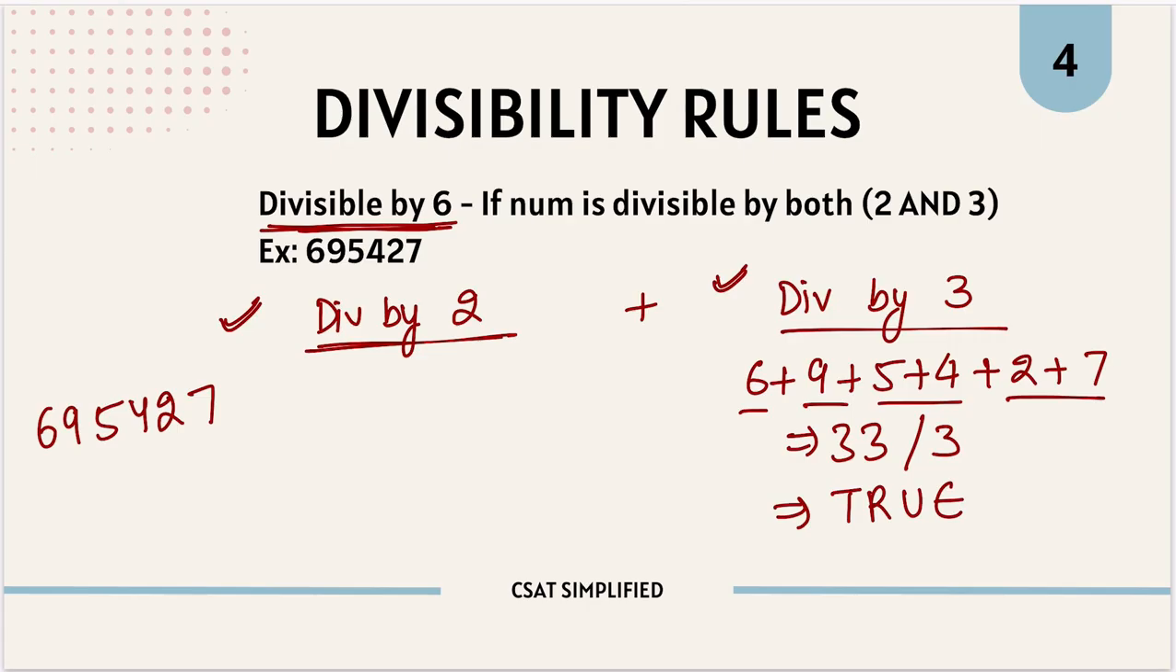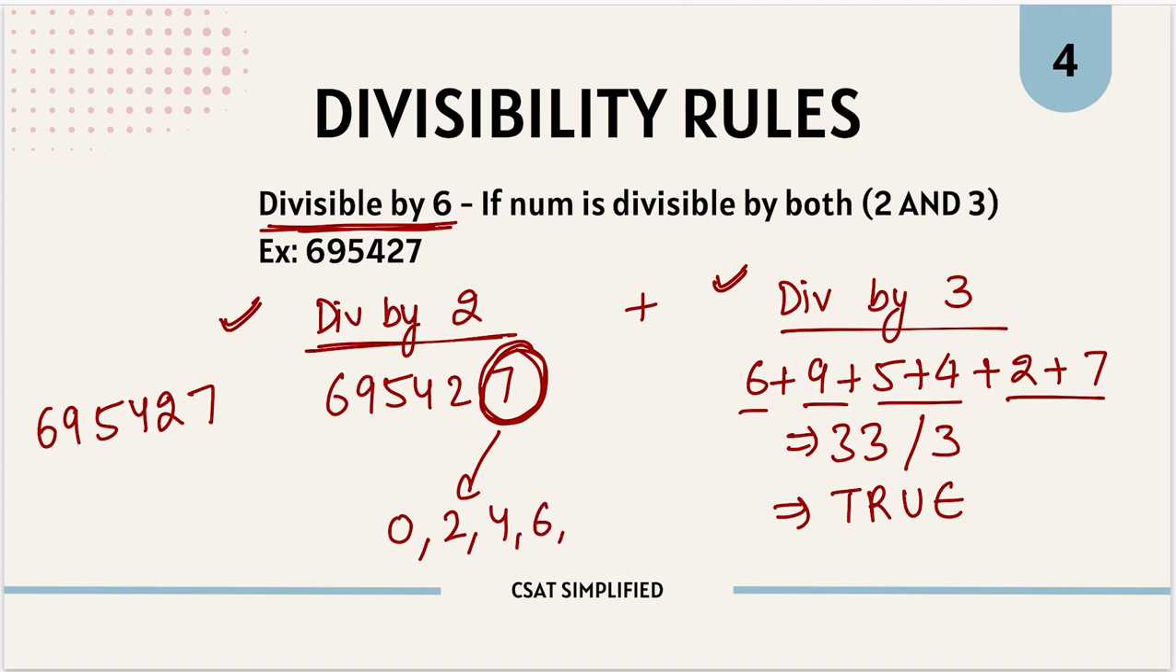Let's see. Is it divisible by 2? 695,427. How do we check the divisibility of 2? You just check the last digit. The last digit has to be divisible by 2. That means the last digit can only be either 0, 2, 4, 6 or 8. But it is failing in this case. So we'll say one is true, one is false. So in total it is not divisible by 6. Both have to be true at the same time.